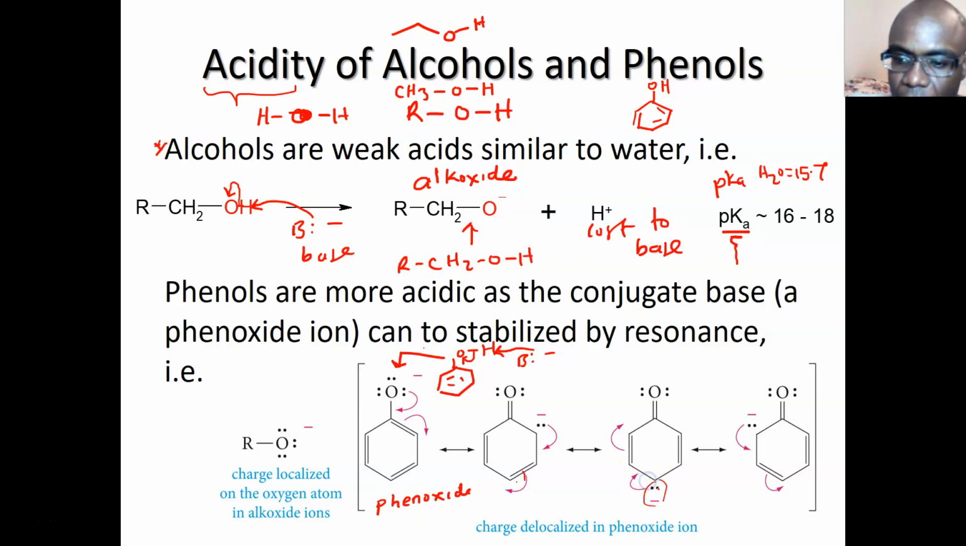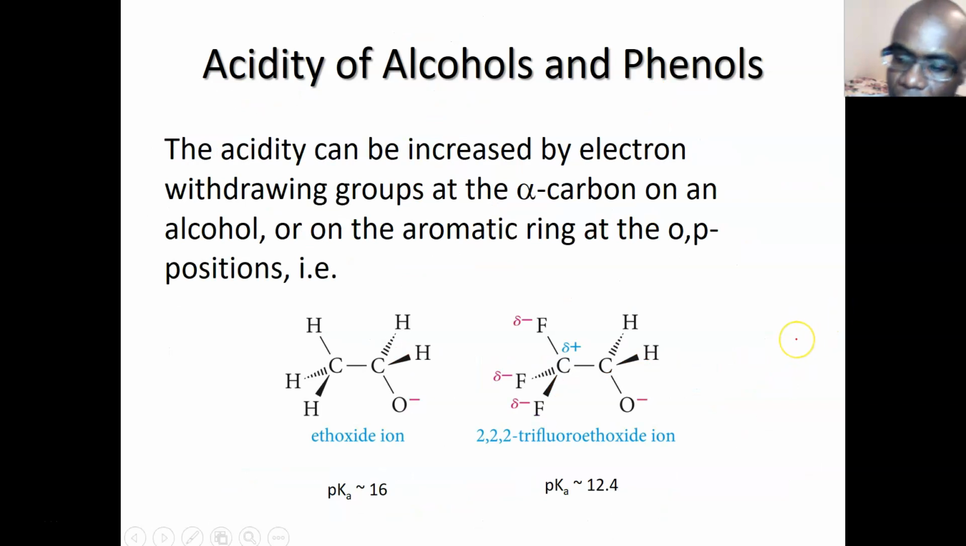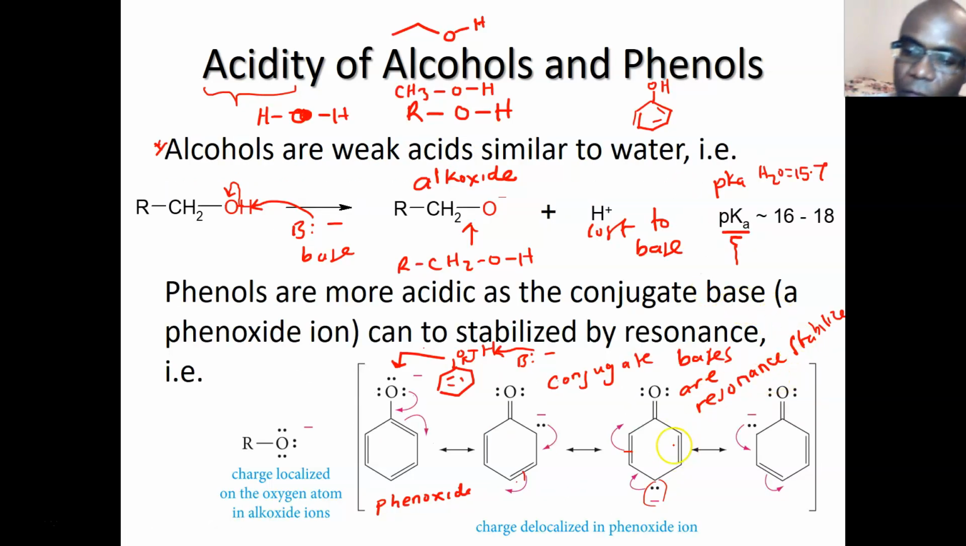Looks like a sad face. Then you push the lone pair here, the lone pair comes here. When these pi bonds open up, you get that. So bottom line is, the conjugate base formed, because these are conjugate bases, the conjugate bases are resonance stabilized. And that's why phenols are more acidic than regular alcohols.